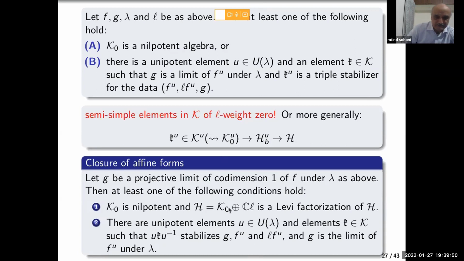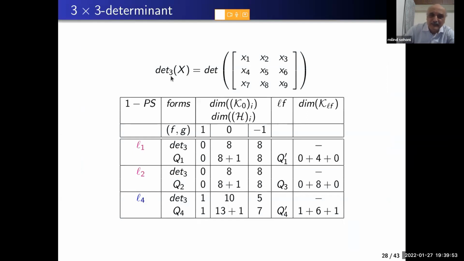are true. So here, if I apply this to the 3x3 determinant, we know that there is an H, there is a K which is, I think, of dimension 16, and that also sits inside H. So here is the determinant, it sits inside, there are 8 elements of weight 1. I'm just listing all the decompositions here, and in fact we see that the orbit closures are Q1 and Q2. So if I look at the orbit of det 3, Q1 and Q2 define the orbit closure.